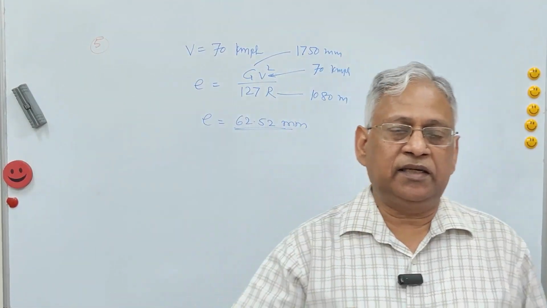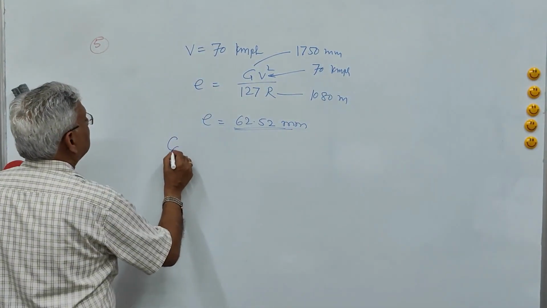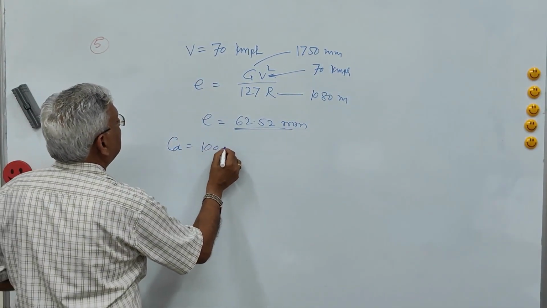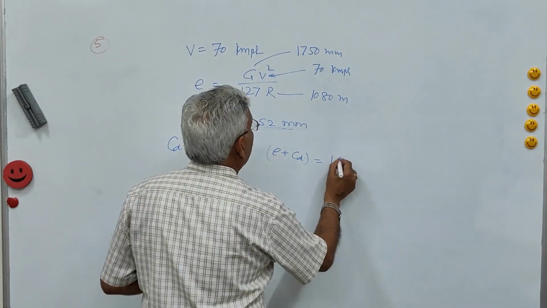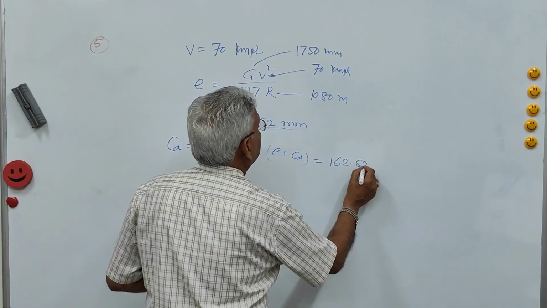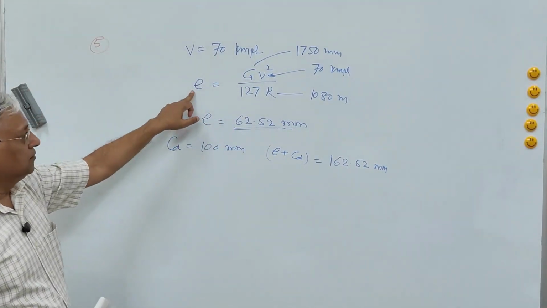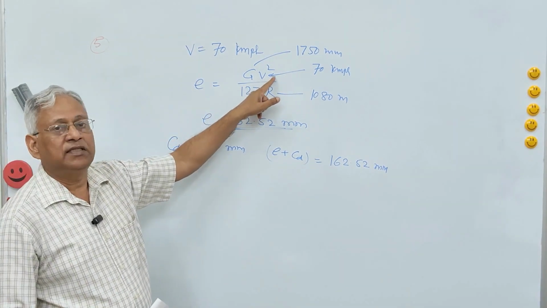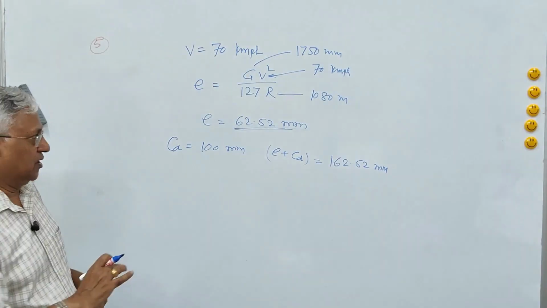Now if you permit cant deficiency on this, cant deficiency is CD. CD is 10 centimeter, means 100 millimeter. So E plus CD will be 162.52 millimeter. Put this value here, find out what is the new speed. That would be the speed restricted for express trains.